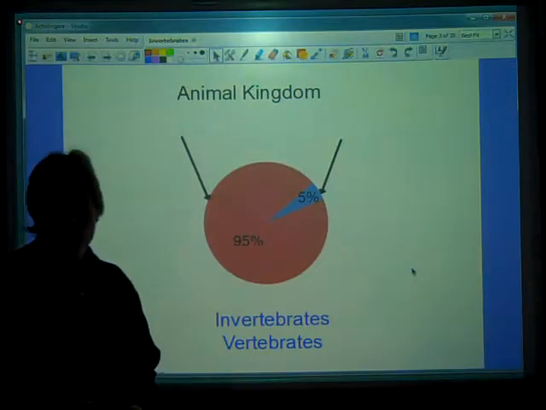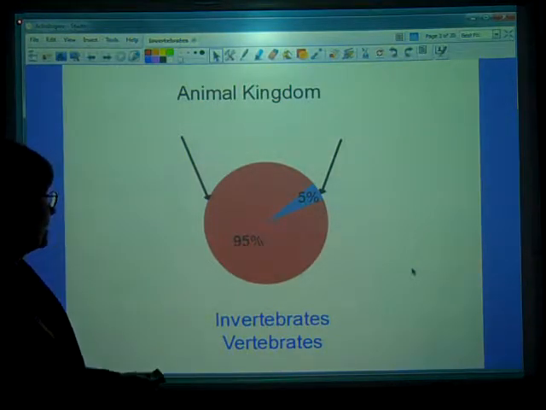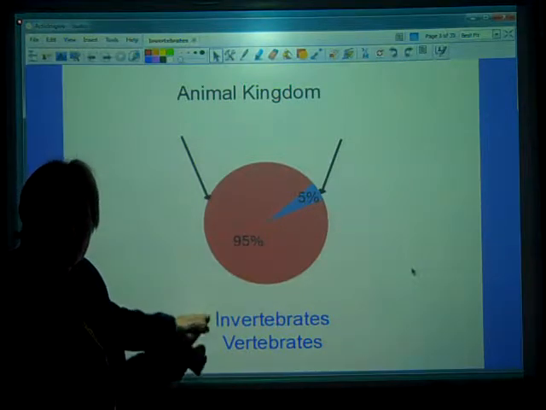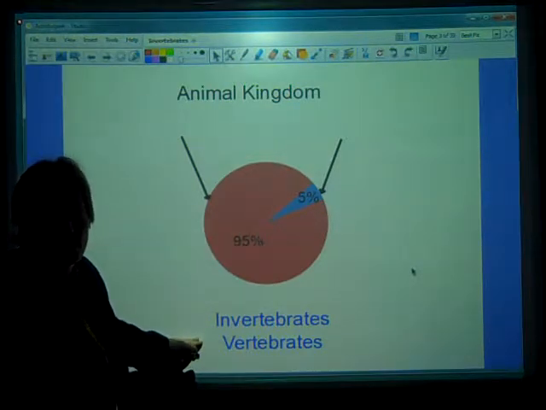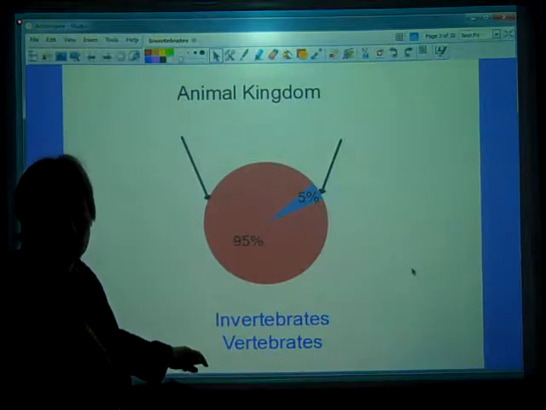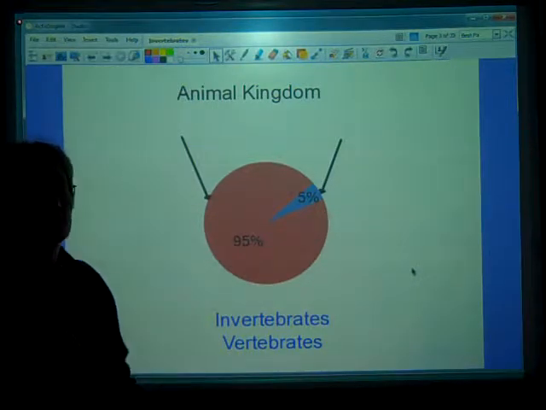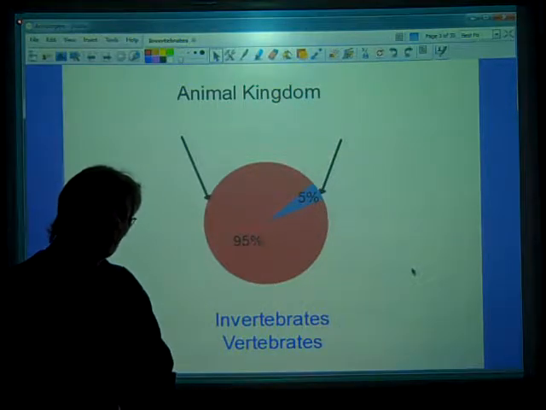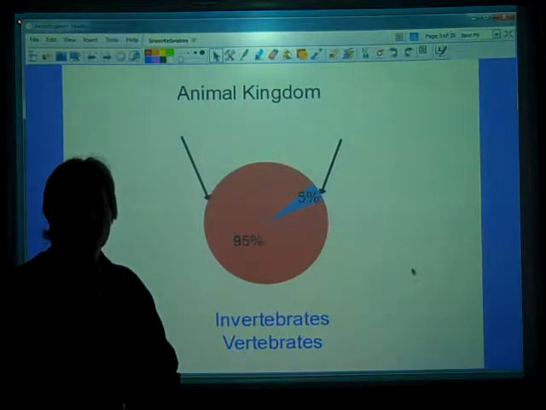So first, let's just talk about the animal kingdom. What I've done is I've broken this down into two main parts. The animal kingdom is basically made up of invertebrates and vertebrates. We've talked about that before. Animals with a backbone would be vertebrates, and animals without a backbone would be invertebrates.